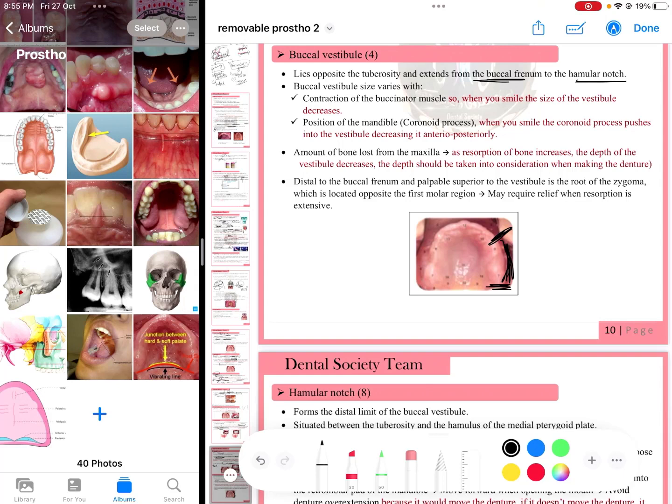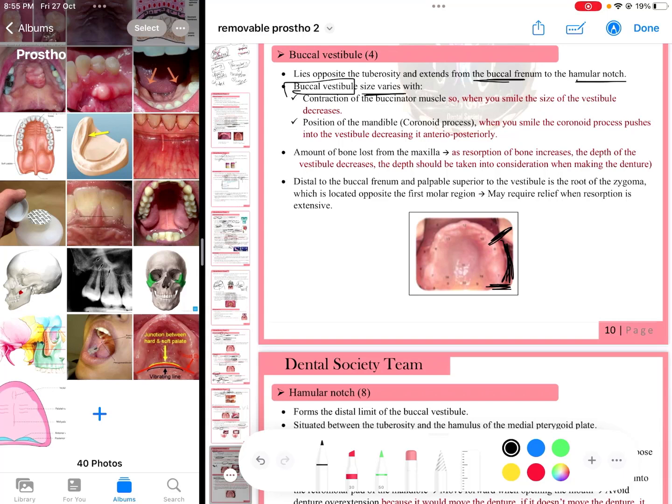Okay, so now the buccal vestibule size is changing. This buccal vestibule size we're going to change. It changes because of multiple things. First of all, the contraction of the buccinator muscles. If you try to say O, you will find that your cheeks are coming together. So the space, okay, or when you smile, the size of the vestibule will decrease, right?